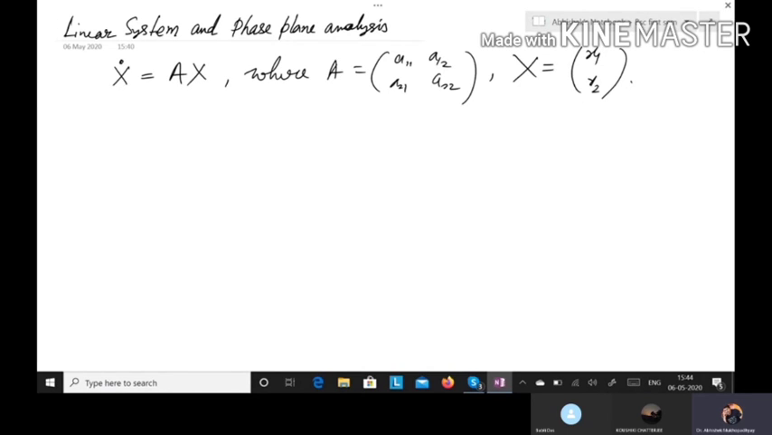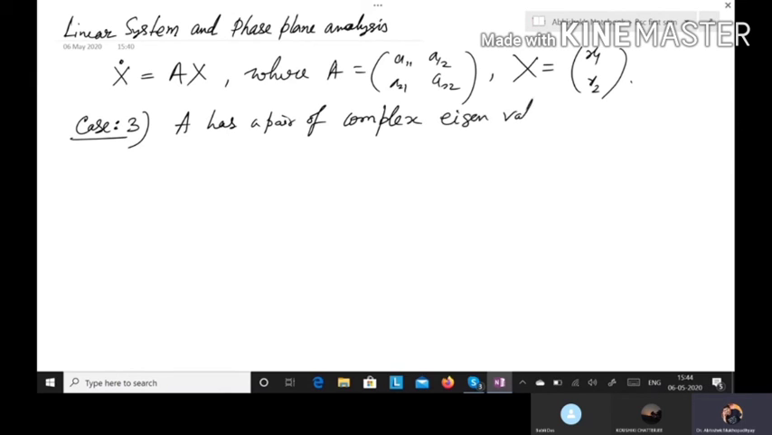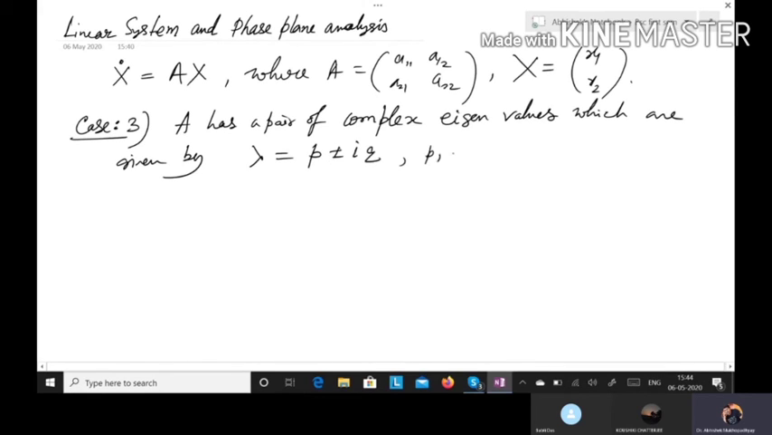So now we intervene into the case 3. So case 3 was, that is, A has a pair of complex eigenvalues, and they must be conjugate to each other, which are given by, so these eigenvalues can be written as p plus minus iq, where p and q both are real numbers.